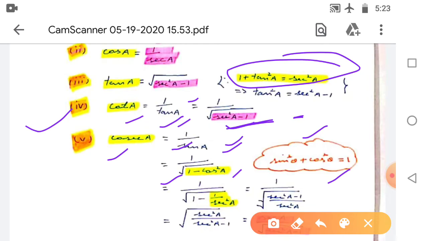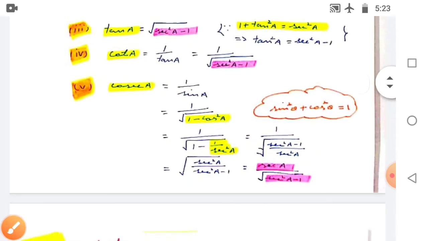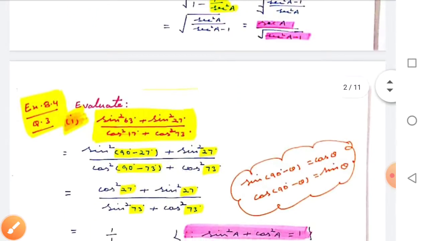Again, convert this cos square A into sec square A, and the relation is cos theta is equal to 1 upon sec theta. So under root 1 minus 1 upon sec square A, and take the LCM, and finally we get the value of cosec A is equal to square root of sec square A upon sec square A minus 1.